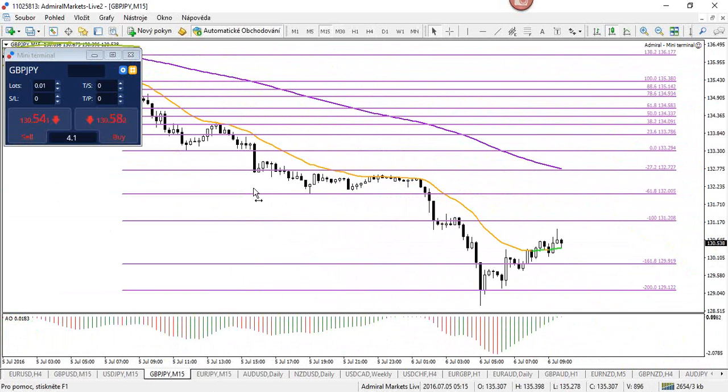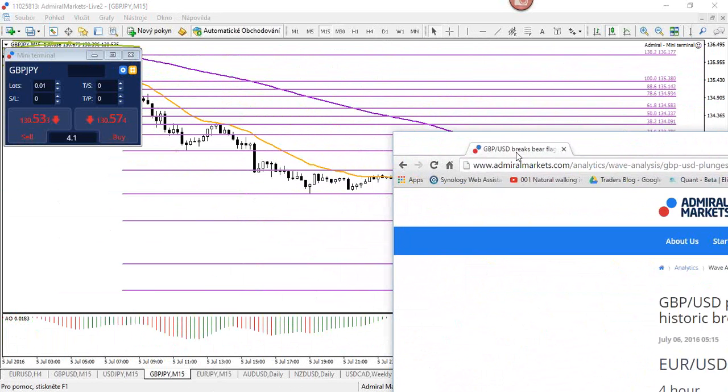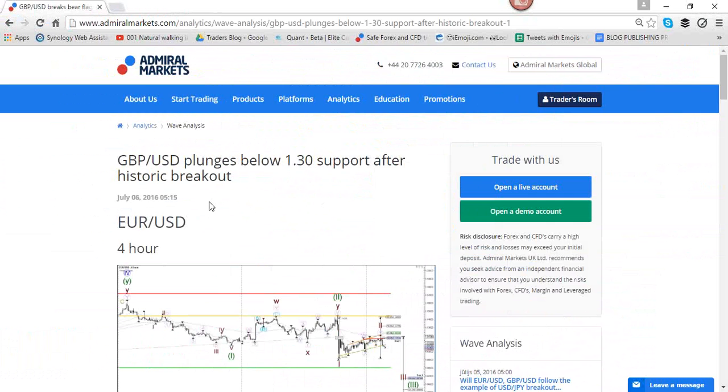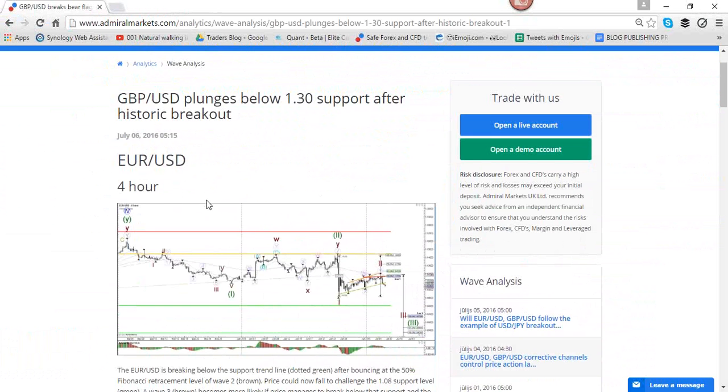So regarding the wave analysis for today, we see that I wrote a headline here: pound dollar plunges below 130 support after historic breakout. So let's first start with the wave analysis of the pound.